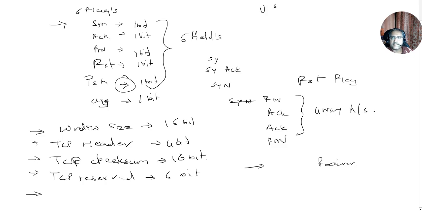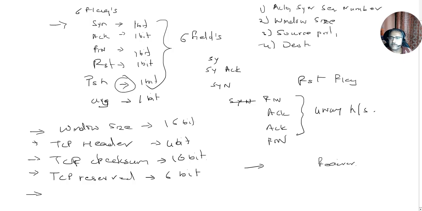One is acknowledgement and SYN sequence number field, each of 16-bit. Why we need them? For error recovery. Correct? Because TCP is a connection oriented protocol, because it's a reliable protocol. For reliability, you need a SYN and acknowledgement and its sequence number. Again, for flow control, we need window size, right? So there is one more field. We need a TCP source and destination port, correct? So there are 2 fields, source port and destination port.